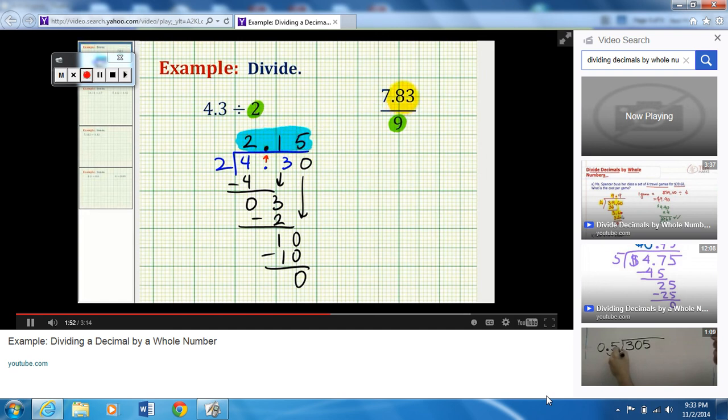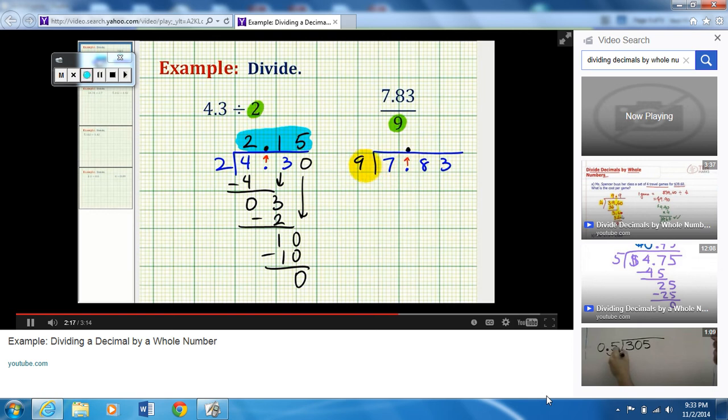Our second example is written in fraction form, but a fraction bar does represent division. So we'll set this up in the same way. We have 7.83 divided by 9. And again, as long as we're dividing by a whole number, we just need to move the decimal point up into our quotient, and then we can divide as we normally would, disregarding the decimal.